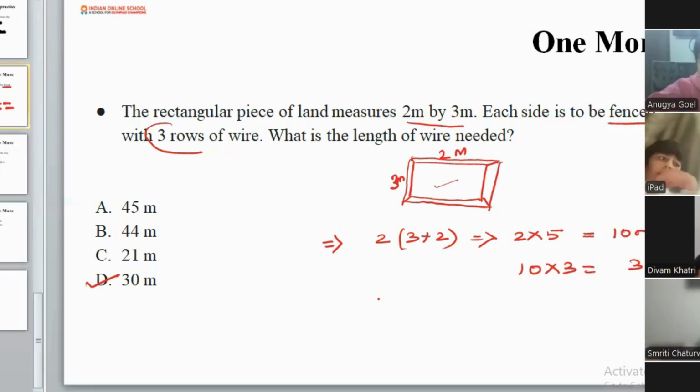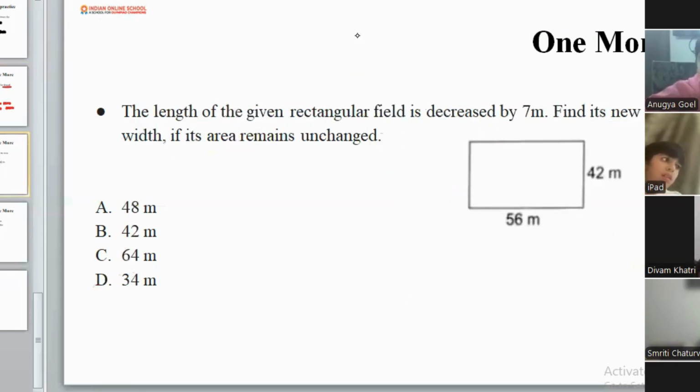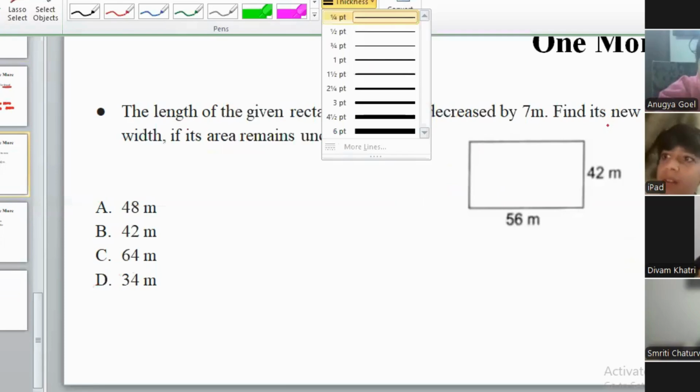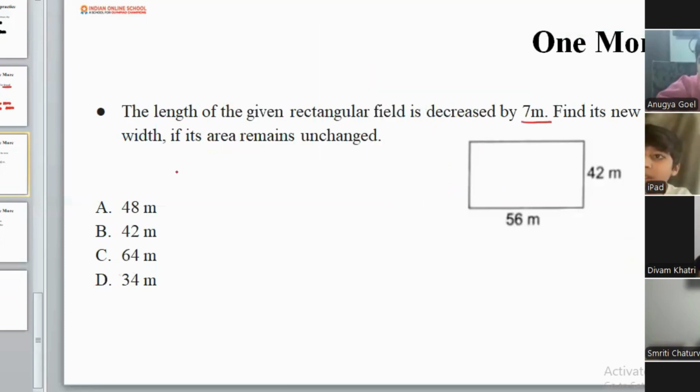Very good, Anugya. Now the next question is: the length of the given rectangular field is decreased by 7 meters. Just tell me, what is the length of this field? Ma'am, length is 56. And what is the breadth? 42. Length is 56 and the breadth is 42. Got it, everybody? According to the question, we are decreasing the length by 7 meters. So now the length becomes 49 meters.